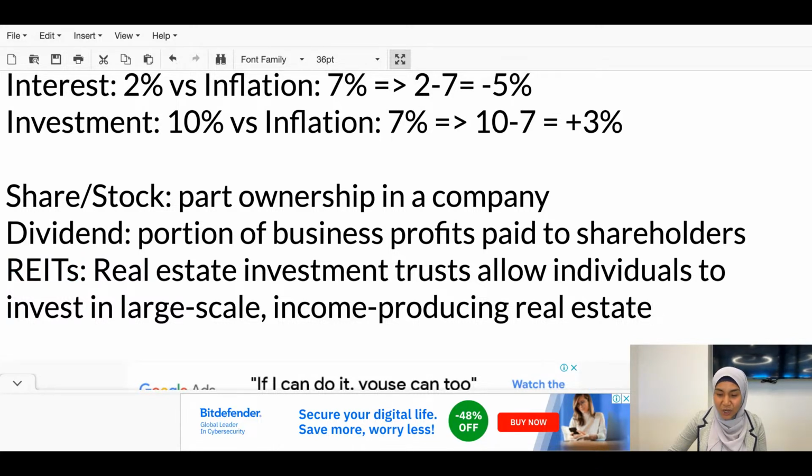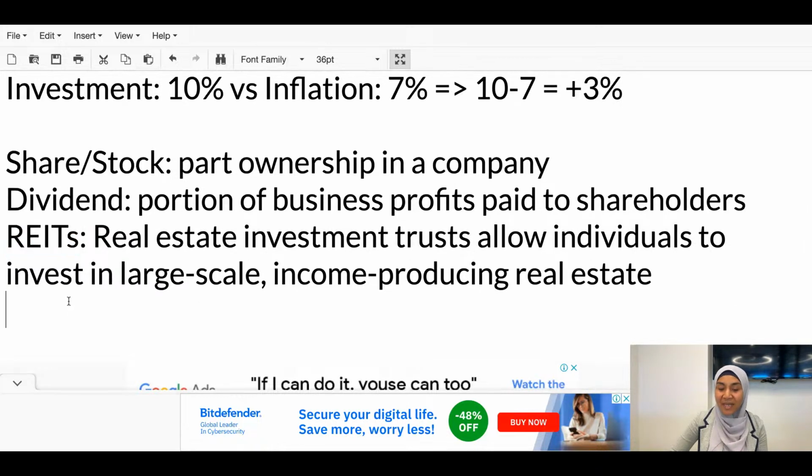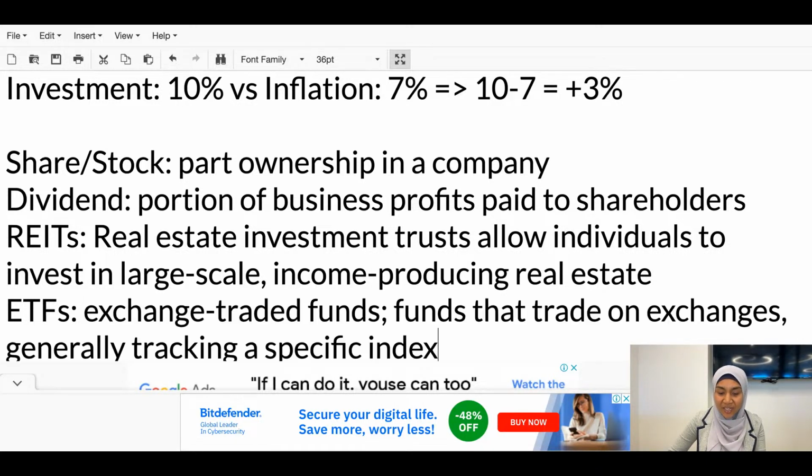So the last concept that I wanted to talk about is, we've talked about shares and stocks and then dividends, which relates to that. So that's like part ownership in a company and the profits from that company. But there's something similar to REITs, but it's in relation to business. Actually, it's not just business, it's something called ETFs. ETF stands for exchange traded funds.